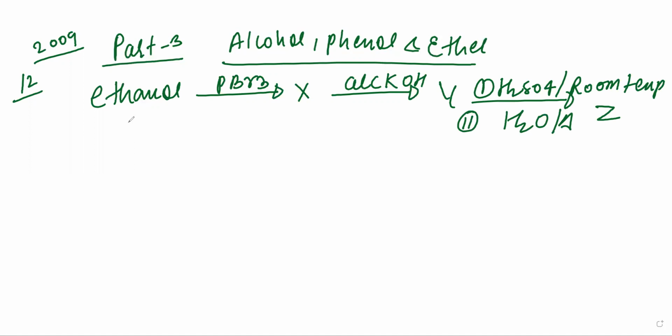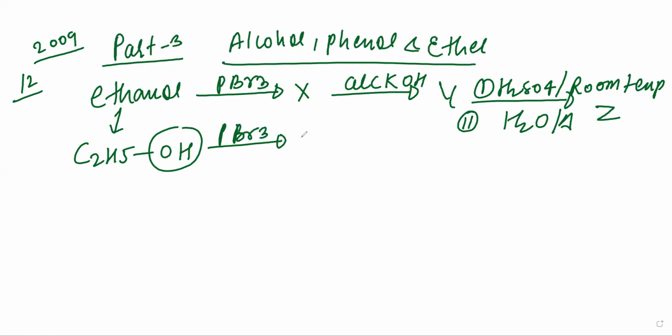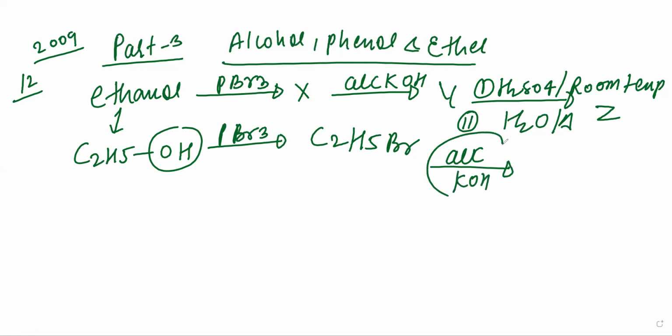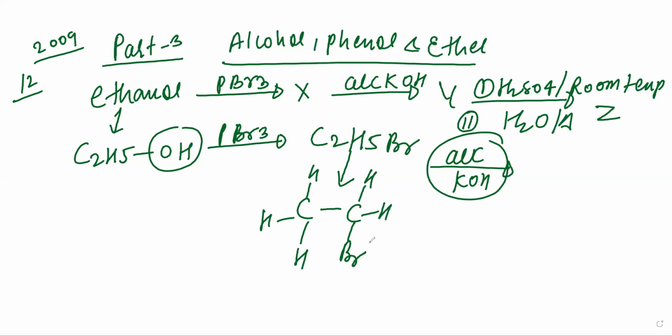So I will write the molecular formula for ethanol. It will be C2H5, this is the OH bond, right? When it reacts with phosphorus tribromide, OH will be removed and Br will attach. So it will form C2H5Br, right? And in presence of alcoholic KOH, removal of HBr will be done. So write this compound in molecular form, with C, Br, and the hydrogens.